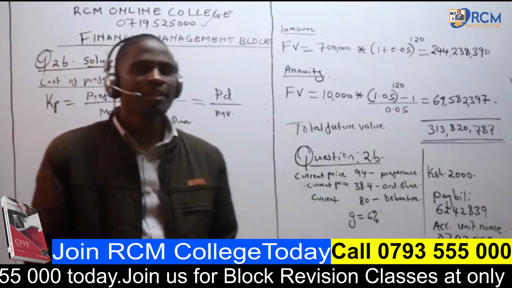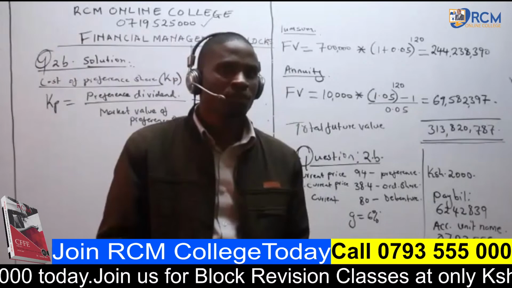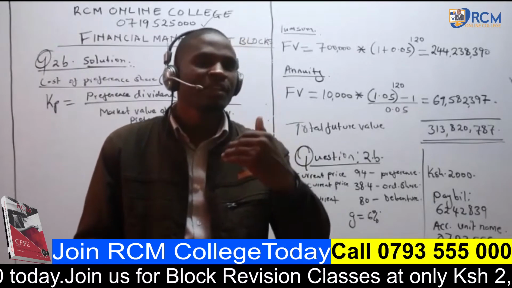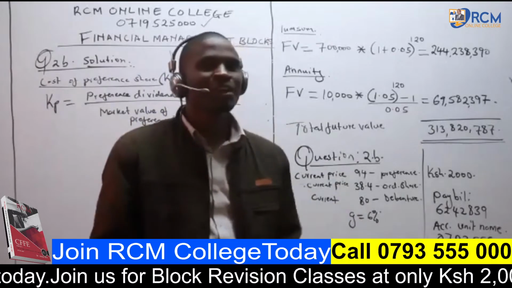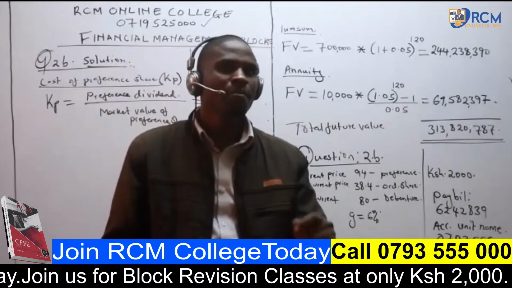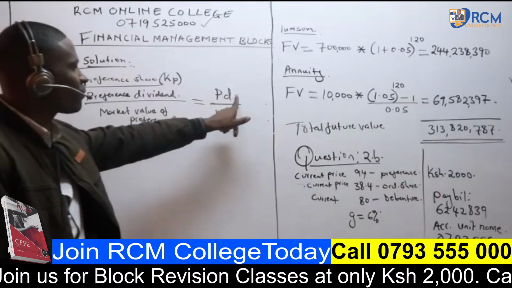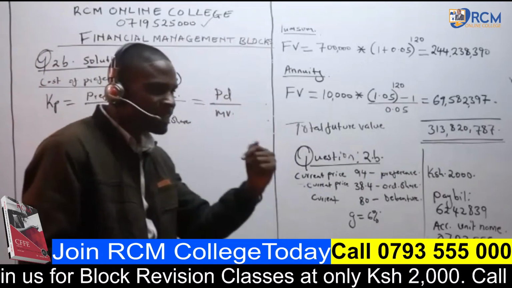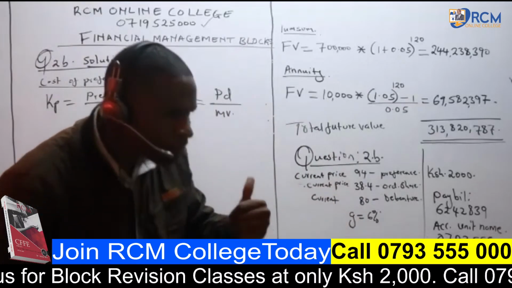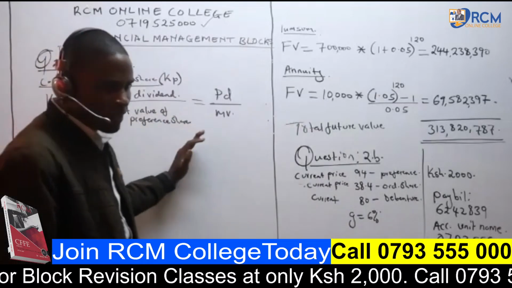Therefore, who will remind us how do we get the preference dividend? If you borrow a loan, for instance, you are going to pay that loan together with the interest. How do you get that interest? You take the interest rate, you multiply by the loan amount. The same case applies here. If I want to arrive at a preference dividend, I take the rate and then I multiply by the preference shares that were there.